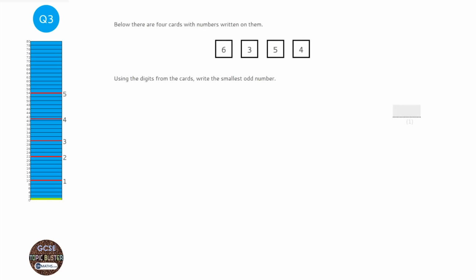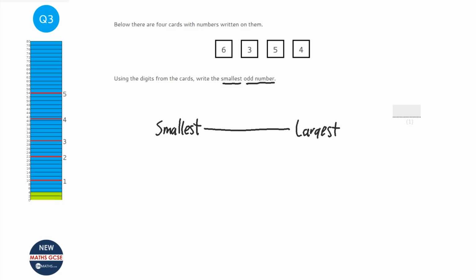So this question asks us to write the smallest odd number. Now there's two instructions there. We need to make the smallest number from the digits, and it needs to be odd. So to make the smallest number, we want to use the smallest digits on the left hand side of the number and the largest digits on the right hand side of the number.